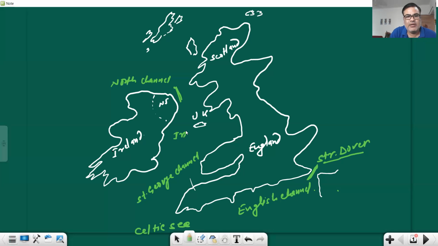So these are basically the water bodies, and as you know, this is called the Irish Sea, and this entire part here is the Atlantic Ocean. And if we come here, this is called the North Sea.